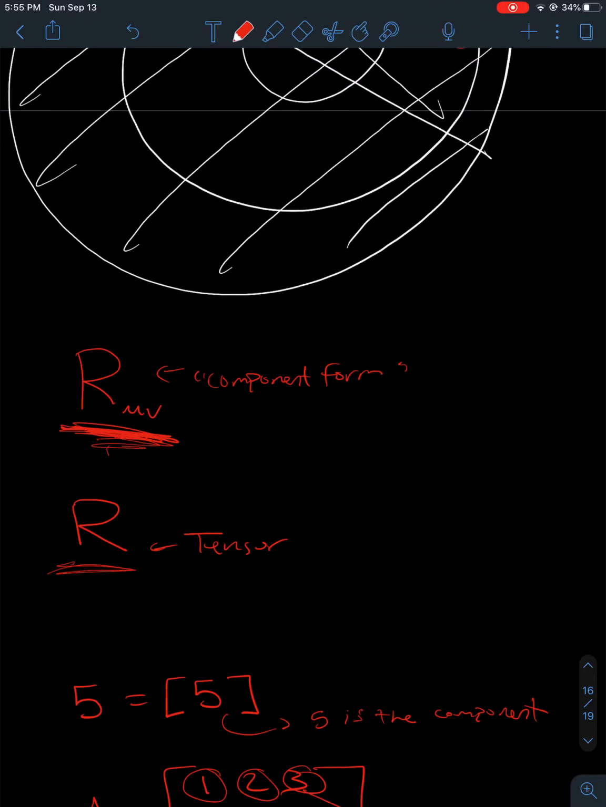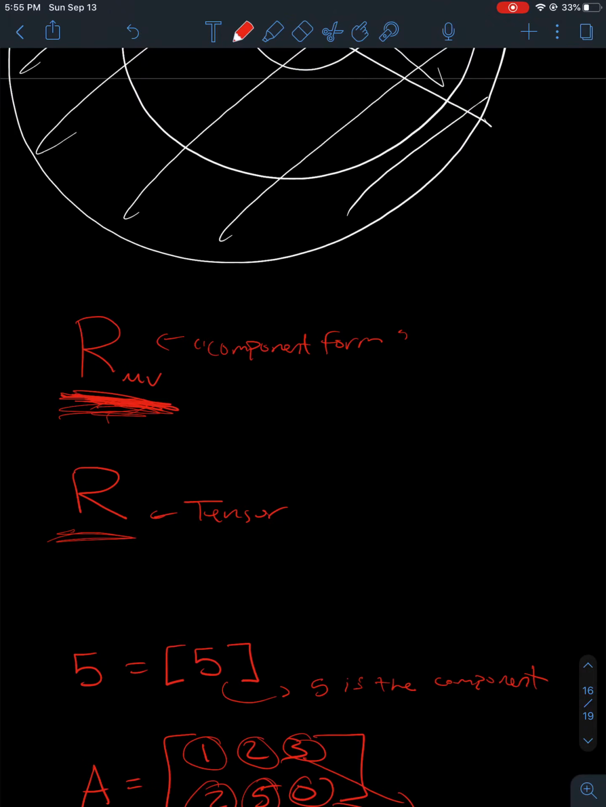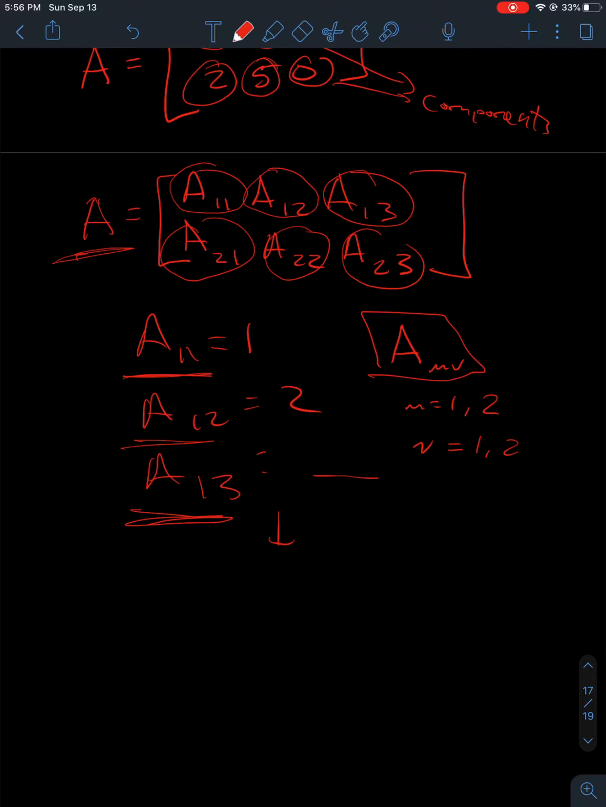Now it turns out that we can't represent the Ricci tensor as a matrix. At least not to my knowledge, we can't do that. So that's why we tend to stick with the component form for the Ricci tensor. Now, what is the actual geometric meaning of the Ricci tensor? Because 5 is a tensor, and 5 apples has an actual geometric meaning. There's 5 apples. So what does the Ricci tensor physically mean?